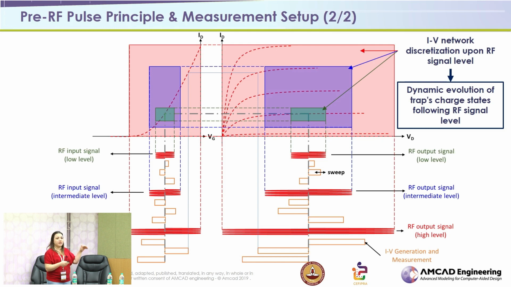I will explain this in another slide. Here I will just increase the RF source to intermediate level and high level to describe, in fact, all the evolution of my entire IV network.